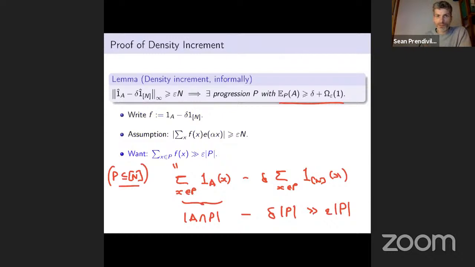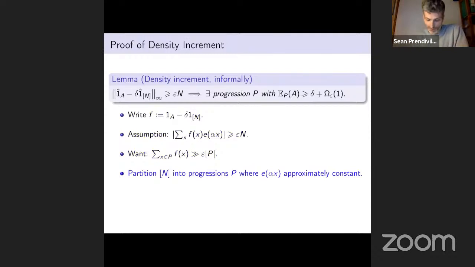Okay, so we have to worry about whether progressions are contained in our interval or not, some kind of boundary issues, but let's put that under the carpet for now. I just want to communicate the ideas behind this proof. Most of the technicalities come about because you're worrying about boundary effects between intervals.